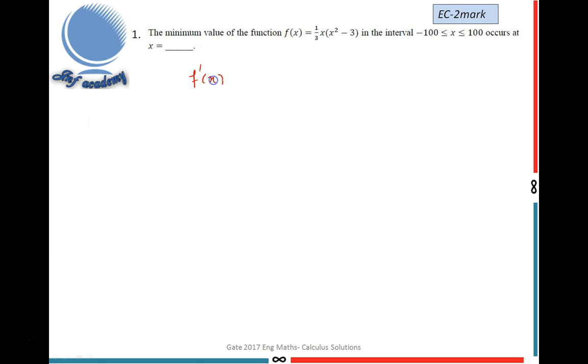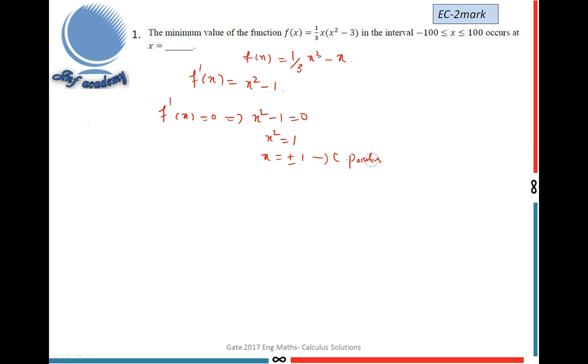f dash of x: here f of x is 1 by 3 x cube minus x. This is the f of x. f dash of x equal to x square minus 1. I solve the equation f dash of x equal to 0. I got x square minus 1 equal to 0, that is x square equal to 1, x equal to plus or minus 1. These 2 points are critical points. The end points are minus 100 and 100.